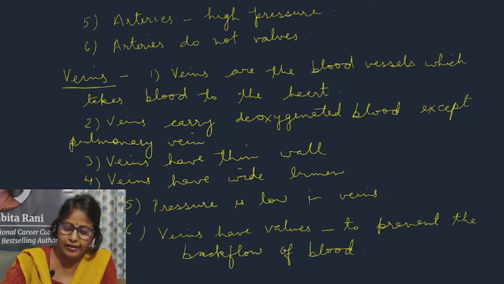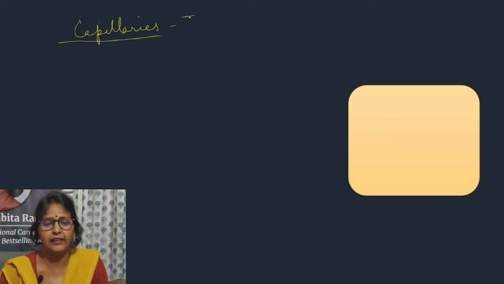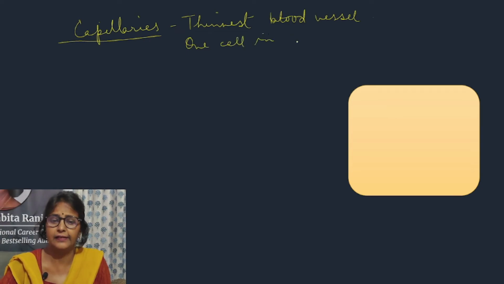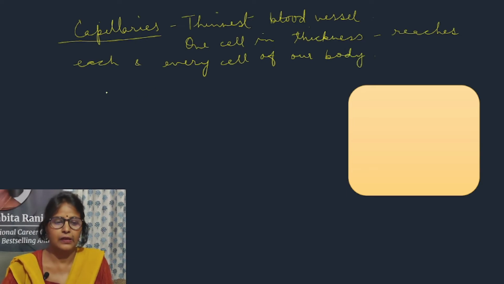The third blood vessel that we have is the capillaries, and this is the thinnest blood vessel in our body. It is said that it is 1 cell in thickness, so that it reaches each and every cell of our body. So, if I draw an artery, it gets distributed into arterioles.